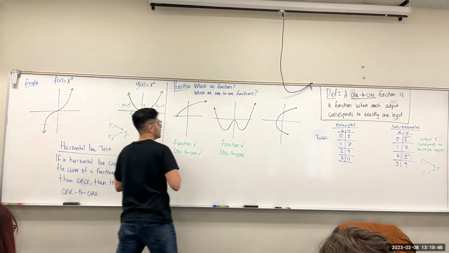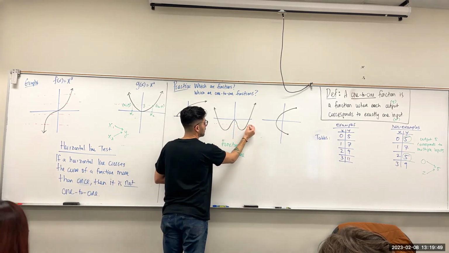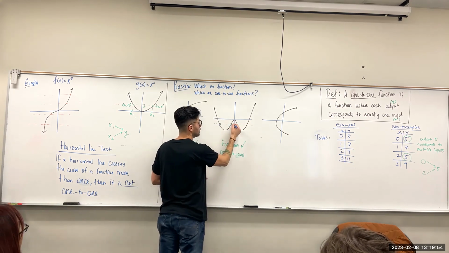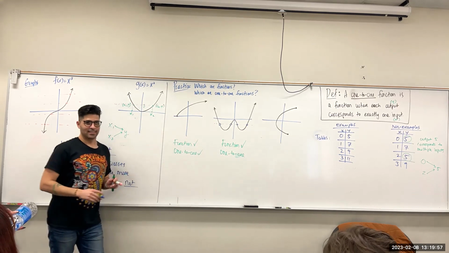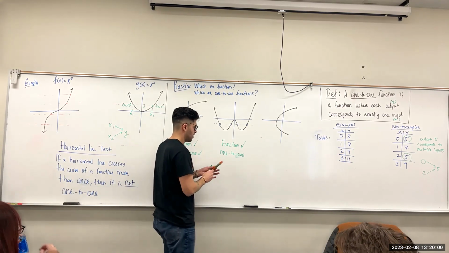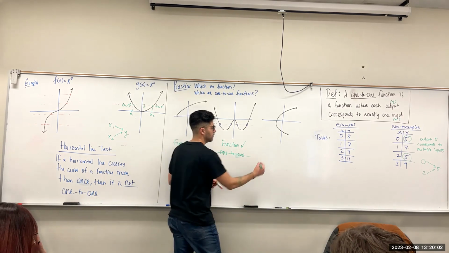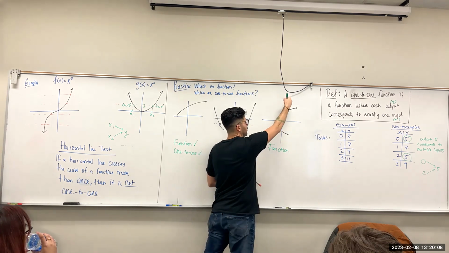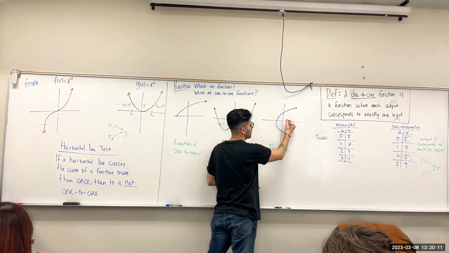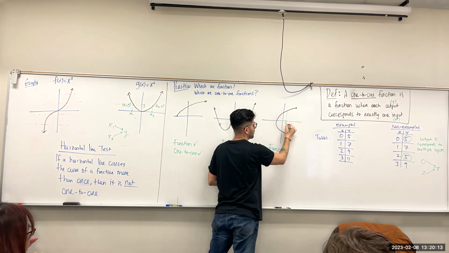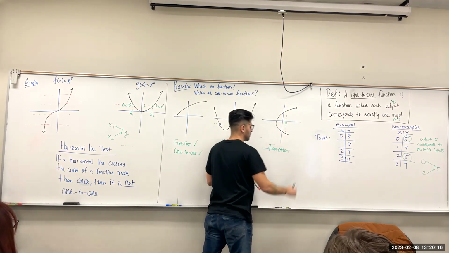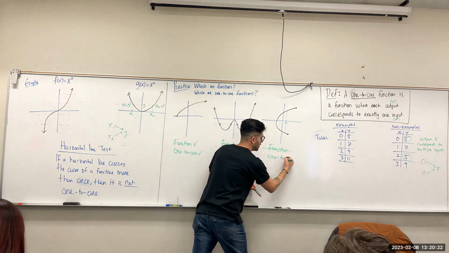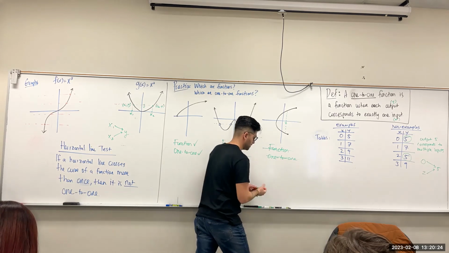Notice that if I draw this horizontal line, it's crossing it multiple times here. One, two, three. So no, it's not one to one. Next, function? No. It fails the vertical line test. There's an X value that corresponds to two different Y values. So if it's not a function, can it even be one to one? No. Automatically, no. Good.